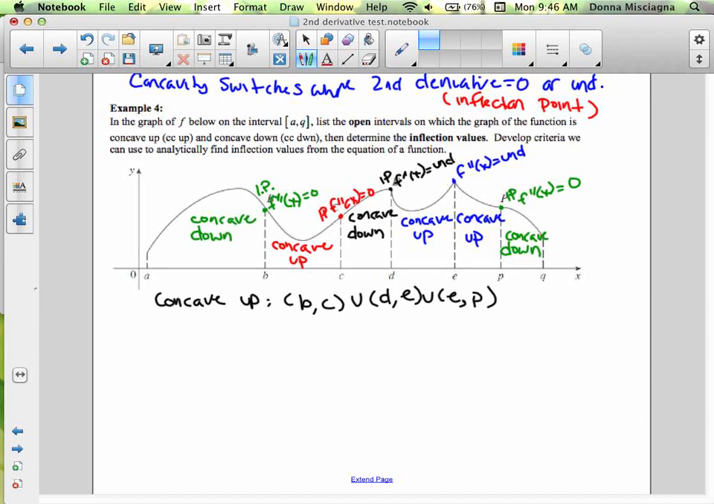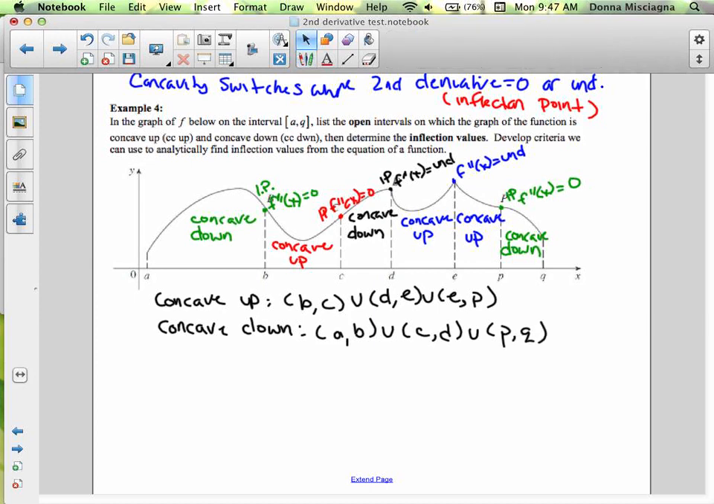And then that's it for concave up. Concave down would be from A to B and C to D, and last from P to Q. I wonder why they skip letters from E to P on my graph here.